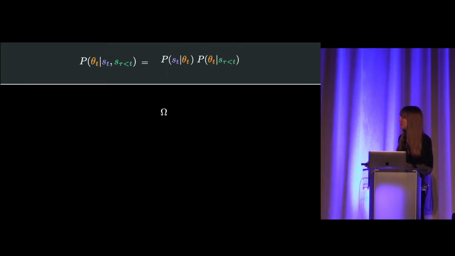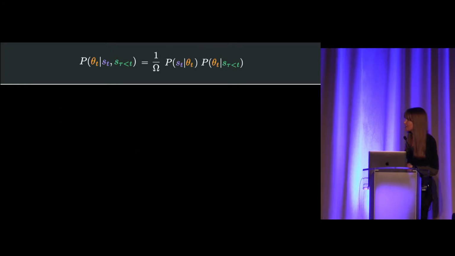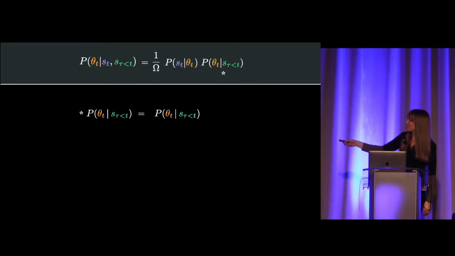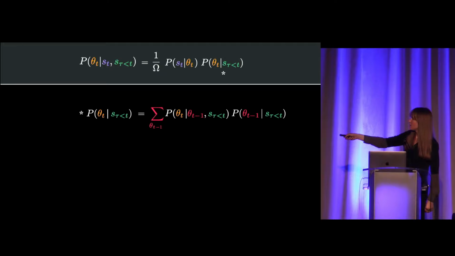Okay, so this is our normalization constant. Now we have the probability of stimuli given theta t. This is our stimulus distribution that we know. And now we're going to simplify this distribution here on the right. So I'm just going to write this down below, and I'm going to set it equal to itself. And then I'm going to expand this out by summing over the value of theta at time t minus 1.